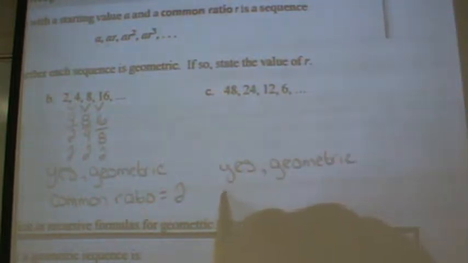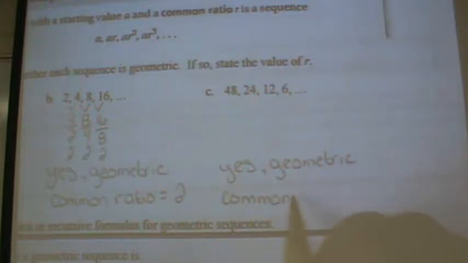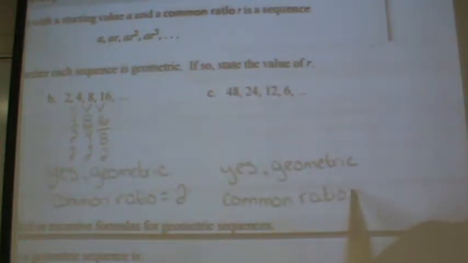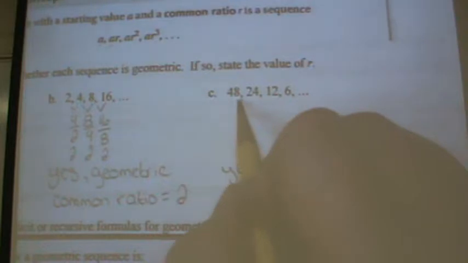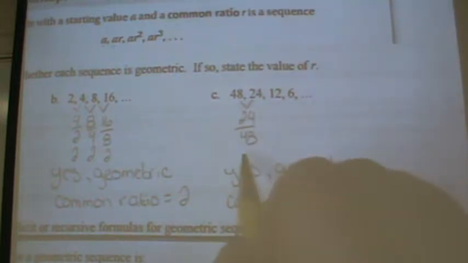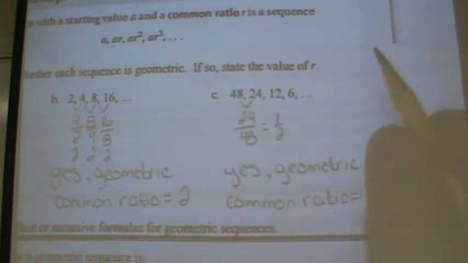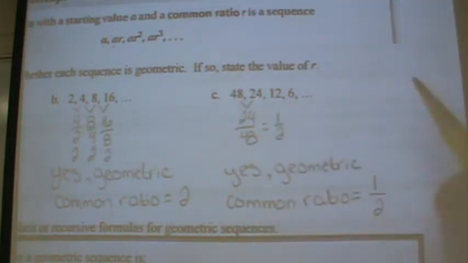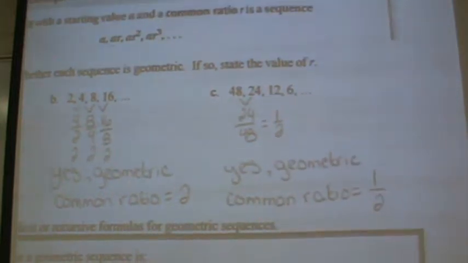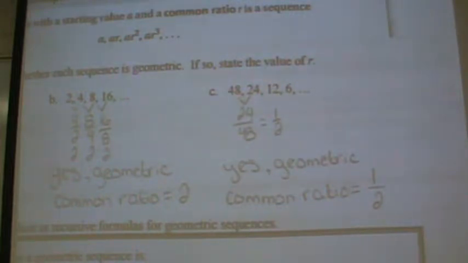And what did we find for a common ratio? Isn't it half? Why would it be a half? Divided by 2. What we did was take 24 over 48, which is half, which equals 1/2. And then 12 over 24 is half, and 6 over 12 gives us a half. So this time our common ratio is 1/2. So we are dividing by 2, but again, you want the ratio.